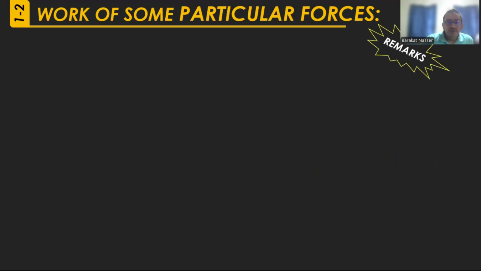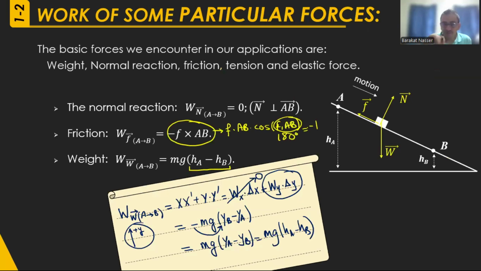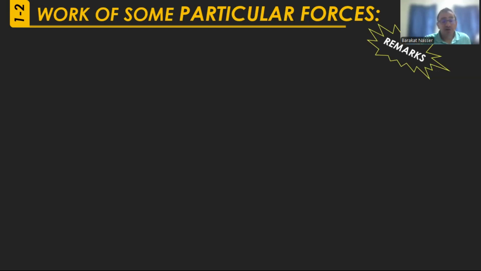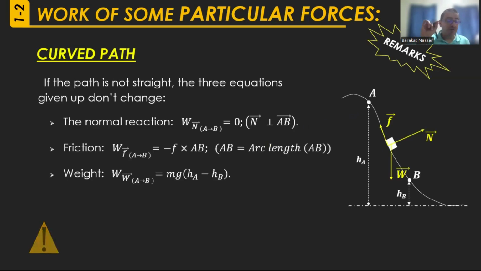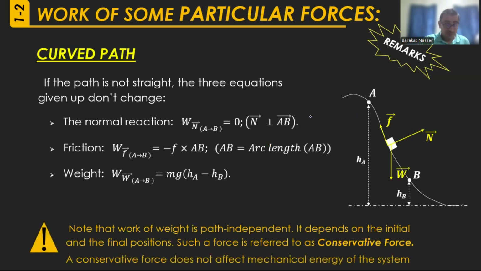In general, if we are considering motion on a path which is not straight, it can be an inclined path, such as the following. We're moving from A to B along this curved path. Work of normal is always 0. Work of friction is minus F times AB. However, AB here isn't the direct distance. It's not the straight distance from A to B, it should be the curved distance. So this AB here is the actual ground covered from A to B along the curved path.